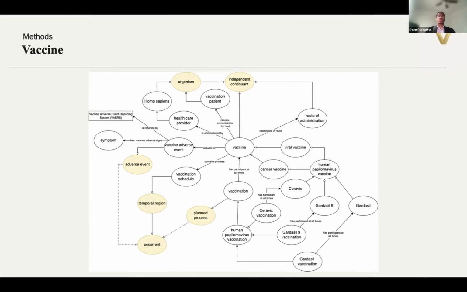Next, this concept map explains the relationship between vaccination and potential adverse events. The diagram shows how Homo sapiens, who serve as the vaccination patient, receives vaccines such as Gardasil or Cervarix from healthcare providers, and any resulting adverse events can be reported on a VAERS. The map organizes these concepts by linking the biological entities and reporting mechanisms. Adverse events are captured by relationships to time, place, and according to the vaccination process itself.